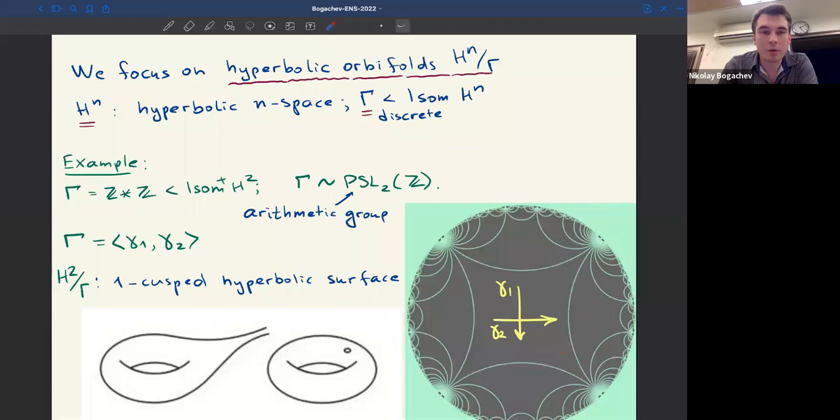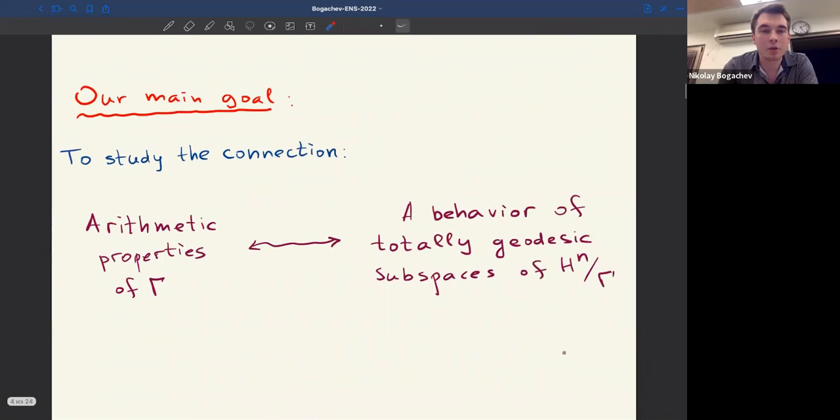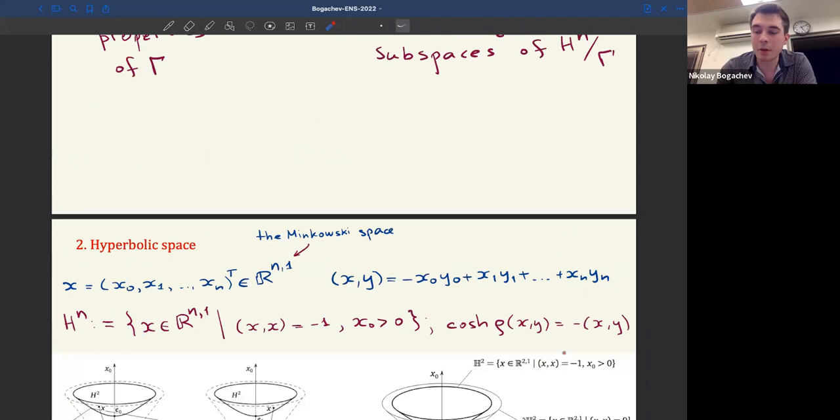So our main goal in this talk is to study the connection between arithmetic properties of hyperbolic lattices gamma and the behavior of totally geodesic subspaces of Hn mod gamma. I would start first from some preliminary definitions and a couple of results in the state of the art of this theory, and then I will move to the main results of this talk.